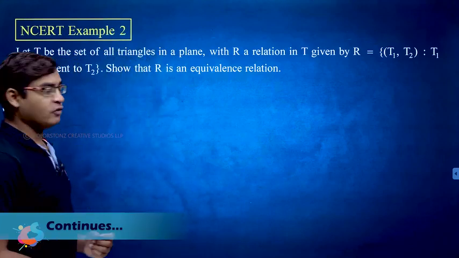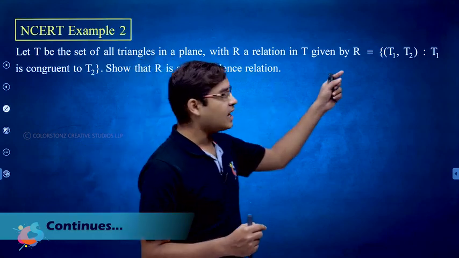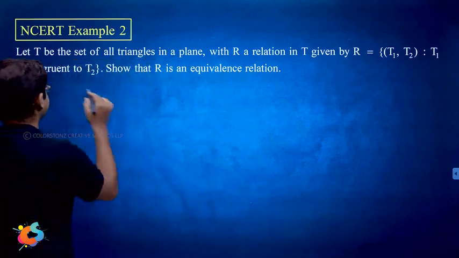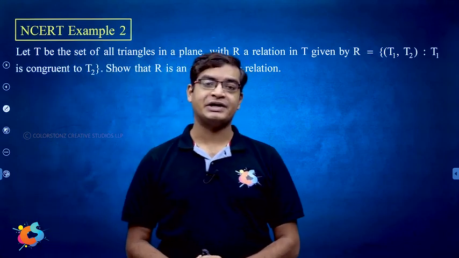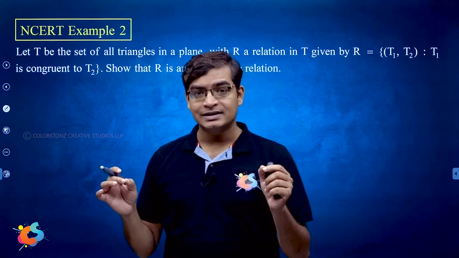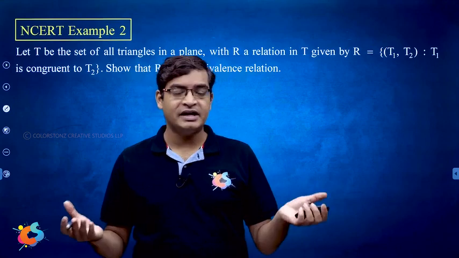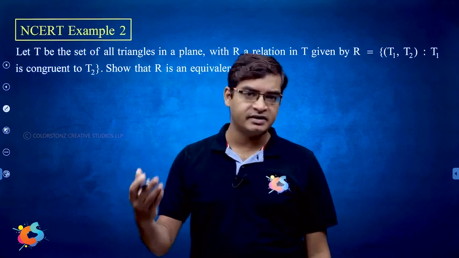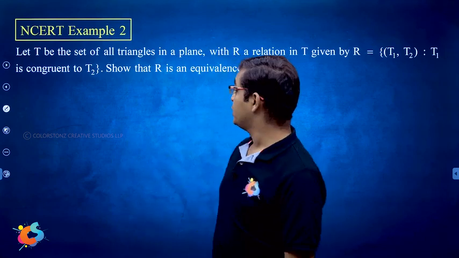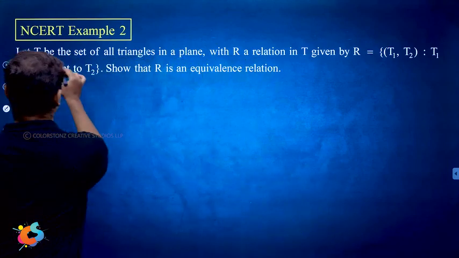So the first question is, let T be the set of all triangles in a plane. R is a relation in T given by R = {(T1, T2) : T1 is congruent to T2}. Show that R is an equivalence relation. So here you basically have to show that this is an equivalence relation. That is very easy. As we have discussed just before, you have to check whether it is reflexive, symmetric, transitive or not. Correct? Okay.